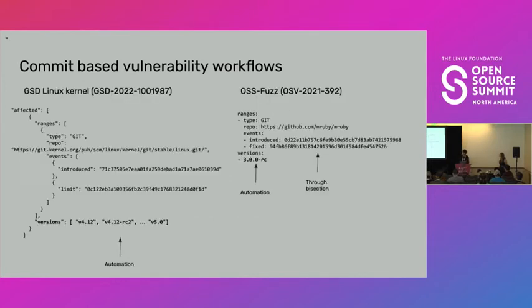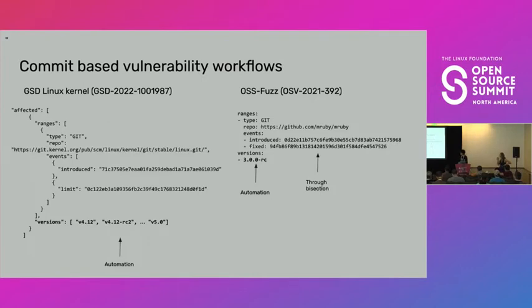In fact, we already have some real-world examples that start to follow this workflow in a very limited way. So on the left here, we have an example from the Global Security Database, which is run by the two Joshes in the front. They receive a lot of Linux kernel vulnerabilities from Linux maintainers, actually. And this is done at a commit granularity. So every vulnerability has the commit that fixes the vulnerability, and in many cases, the commit that introduced the vulnerability as well.